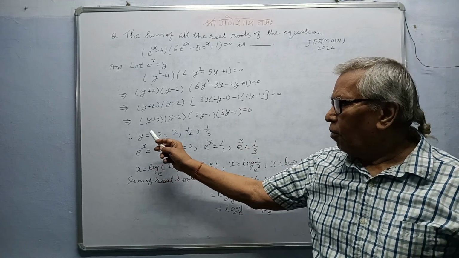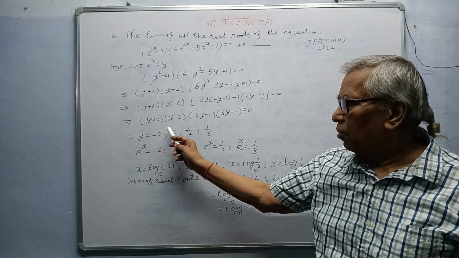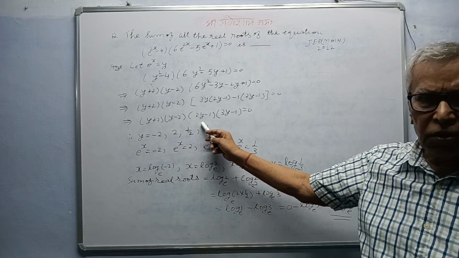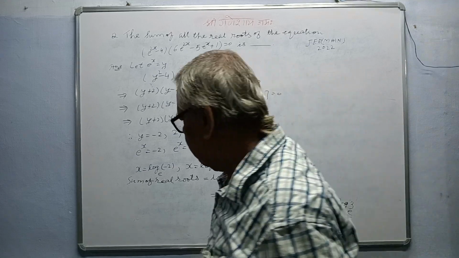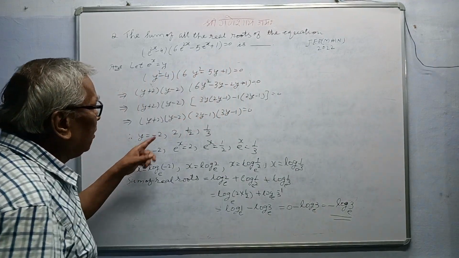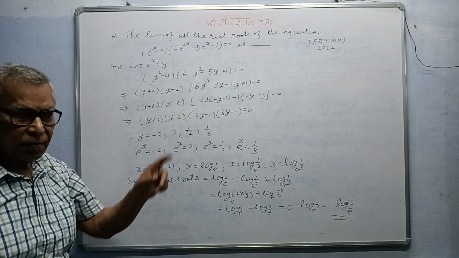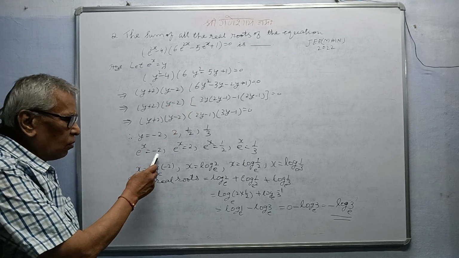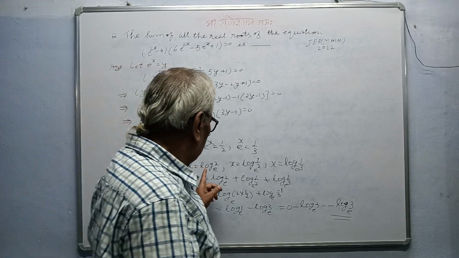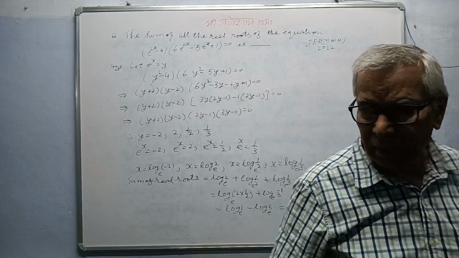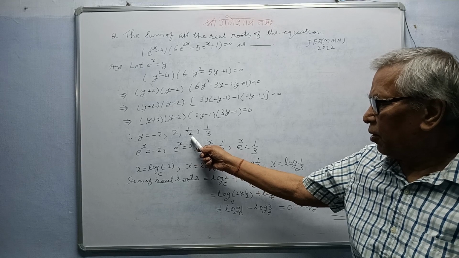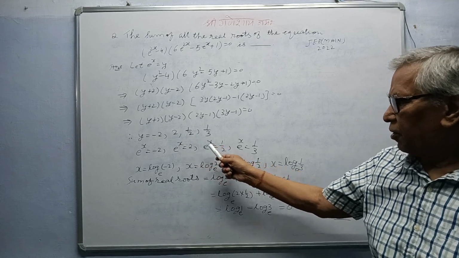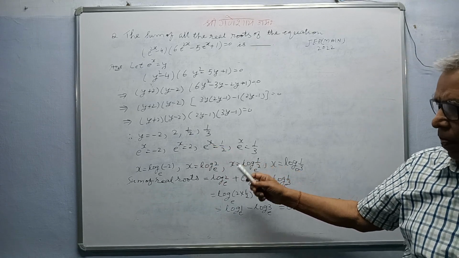Therefore, y is equal to minus 2, y is equal to 2, y is equal to 1 by 2, and y is equal to 1 by 3. But y is equal to e to the power x. So e to the power x is equal to minus 2, e to the power x is equal to 2, e to the power x is equal to half, and e to the power x is equal to 1 by 3.